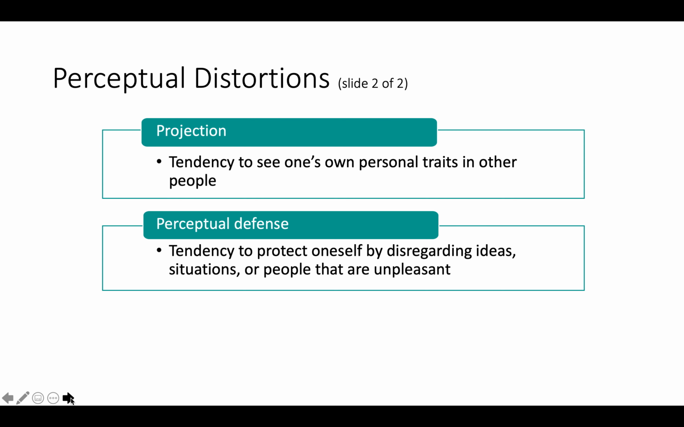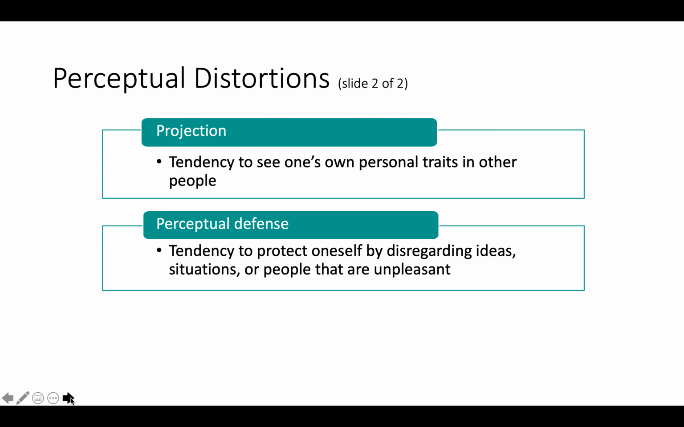You have projections, the tendency to see one's own personal traits in other people. You remind me of me when I was younger, or, I see me in you. And I've had people say, it seems like we're cut from the same cloth. These are people who are projecting. They see their own personal traits in other people.